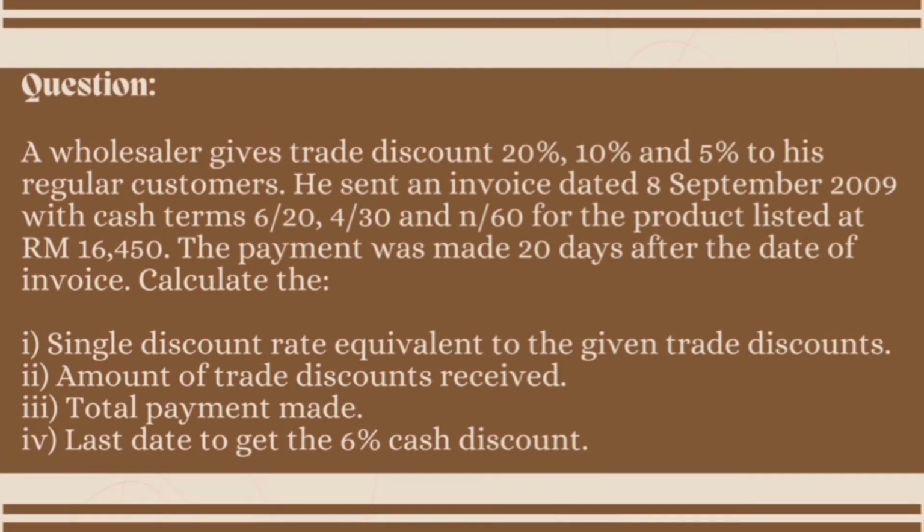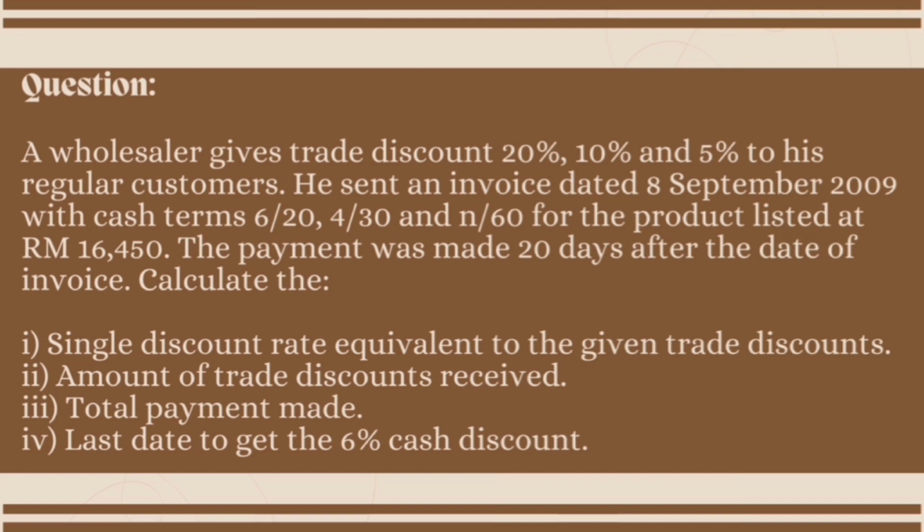Let's take a look at the provided question. A wholesaler gives trade discounts of 20%, 10% and 5% to his regular customers. He sent an invoice dated 8 September 2009 with cash terms 6/20, 4/30, and N/60 for the product listed at 16,450 ringgit. The payment was made 20 days after the date of invoice.